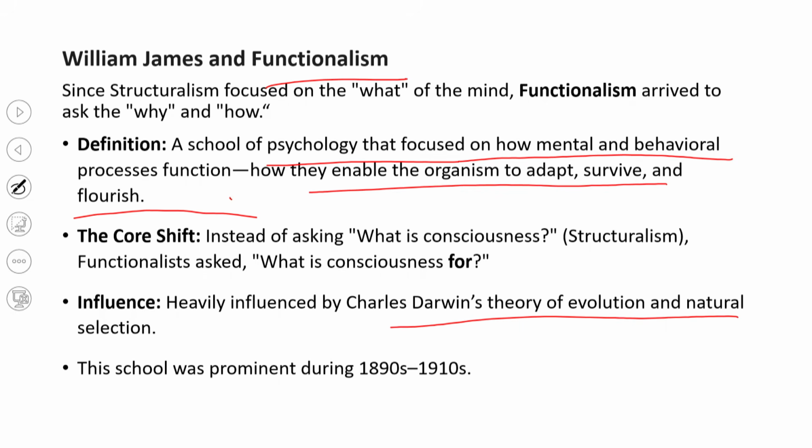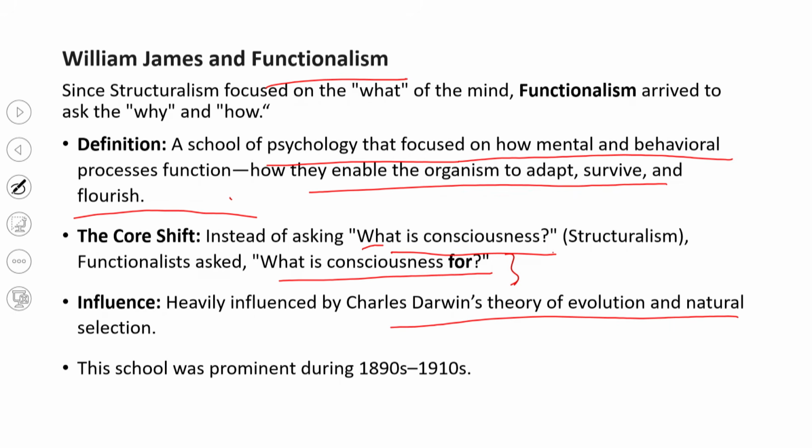Mind has evolved, so there has to be some function to it, that is why it has evolved. So, evolutionarily it should make sense. The core idea in the functionalism school of thought was asking not what is consciousness, but what is consciousness for, what is the purpose of it, what is the function of it. That was the difference between functionalism and structuralism.